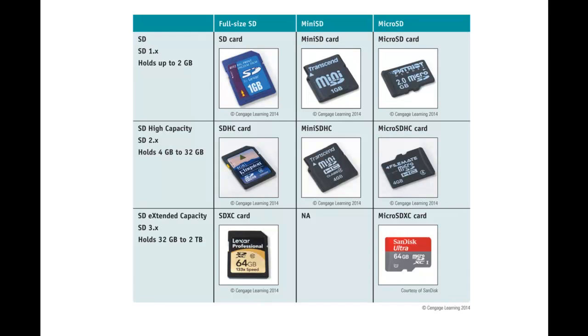You can see that the standard SD only holds up to 2 gigabytes of data, and you've probably seen some examples of these cards before. And you have the full-size, mini, and micro that are available. And you can see that with our extended capacity, we do not have a mini SD out there for use, but we do have a full-size SD card and a micro SD card. And you can see that those can go anywhere from 32 gigabytes of data capacity to being able to store up to 2 terabytes, which is obviously going to be a very expensive micro SDXC card.